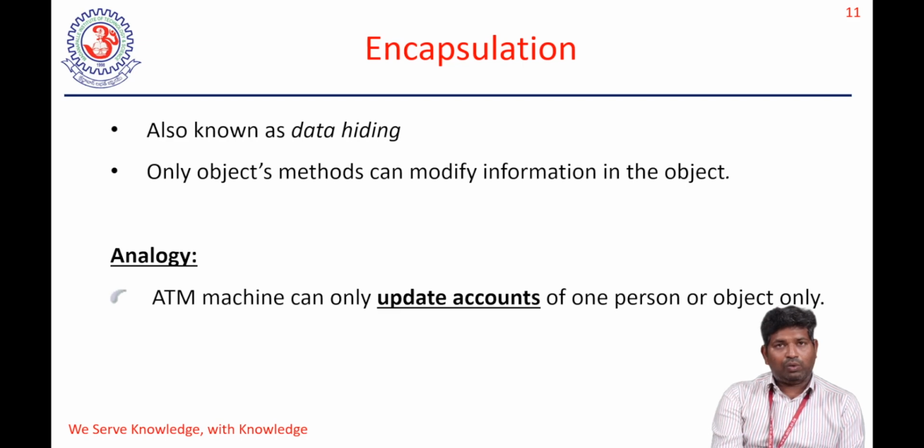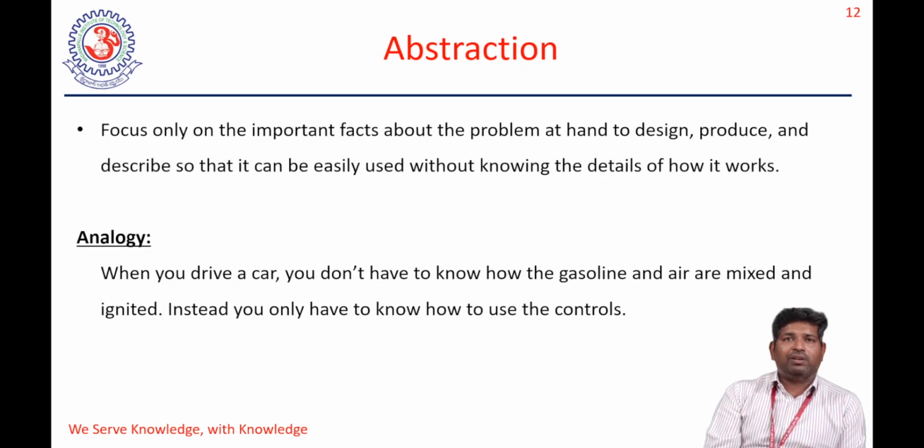Right? So here we are hiding our data. That means nobody can misuse that. So next, abstraction. Abstraction focuses only on the important facts about the problem at hand to design, produce, and describe it, so that it can be easily used without knowing the details of how it works.